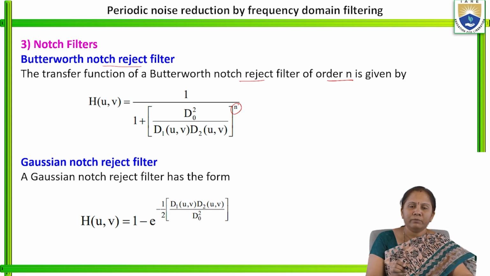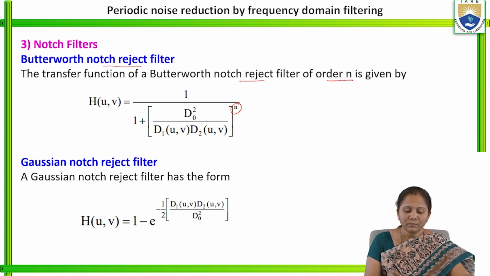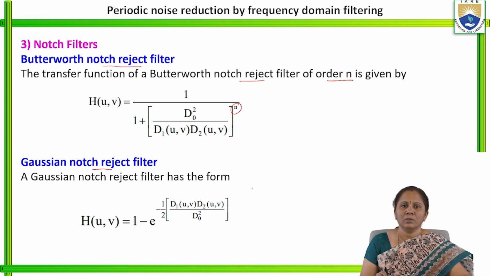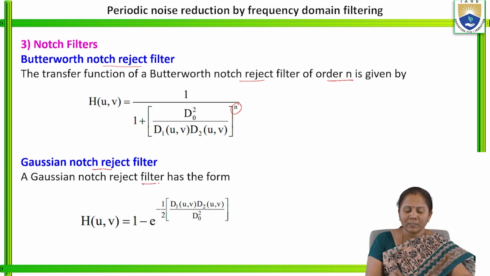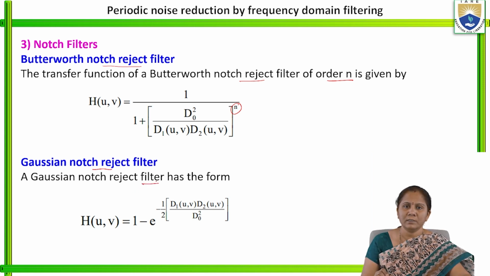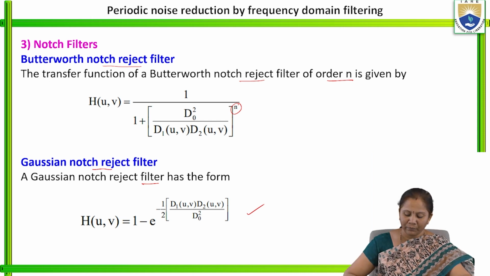And the third type of notch filter is the Gaussian notch reject filter. The transfer function of this Gaussian notch reject filter is given as H of u comma v is equal to 1 minus e power minus 1 by 2 into [D1 of u comma v, D2 of u comma v by D naught square]. So this is the transfer function of the Gaussian notch reject filter.